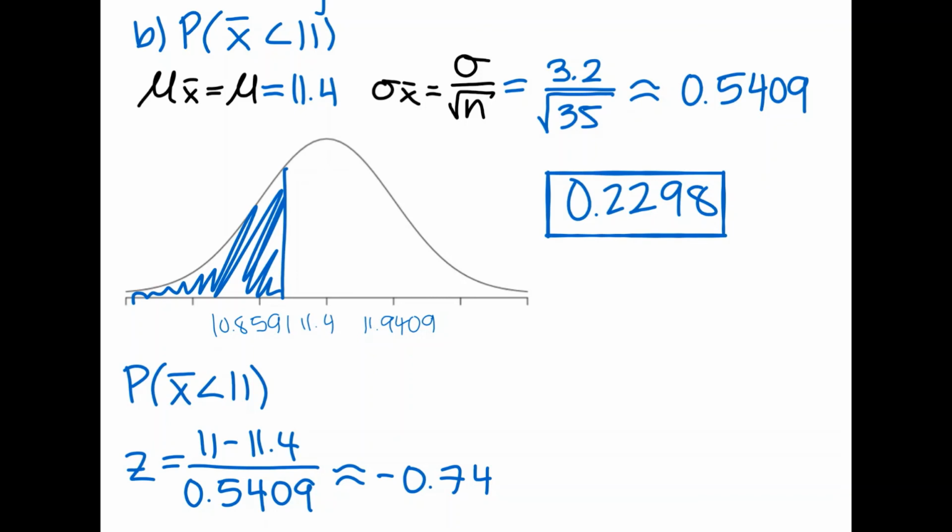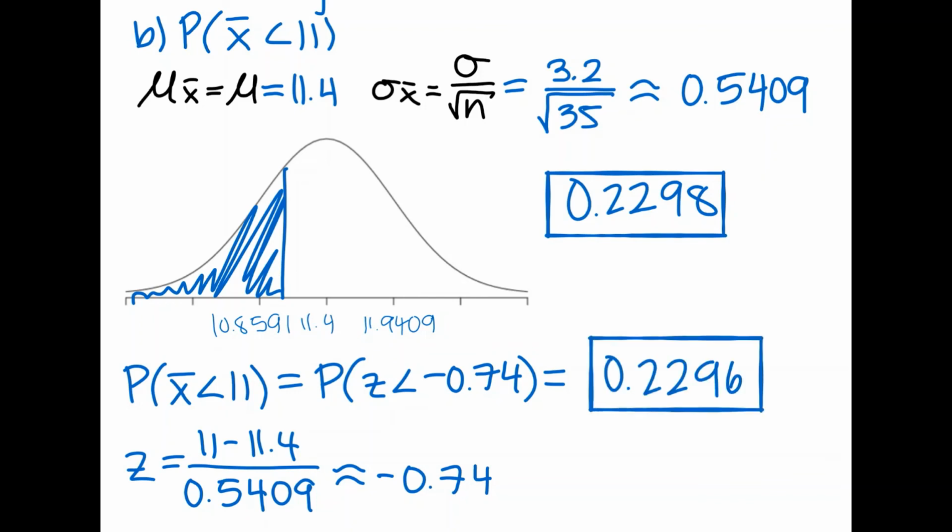Using table 5, we get that the area to the left of z equals negative 0.74 is 0.2296. Notice that the answers are a little bit different, however, either one is considered correct in MyMathLab.